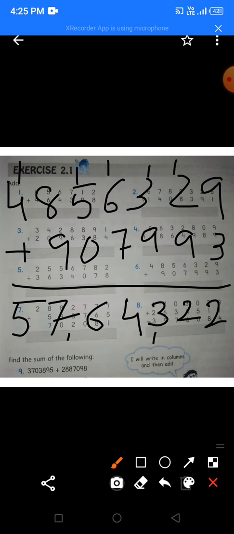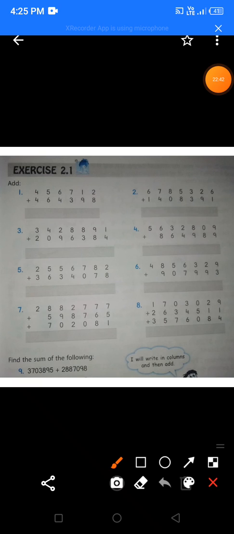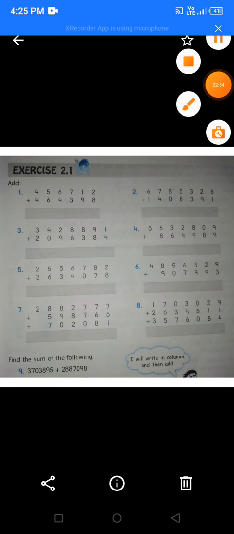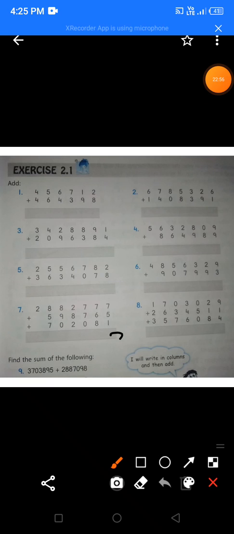Very nice. Now we will erase this. And now we will solve question number 7, which has 3 addends here. Look here. Same way, what will you do? You will now add. 7 plus 5 is 12. Yes. 12 plus 1 is 13. So I will write here 13 and I will carry 1.